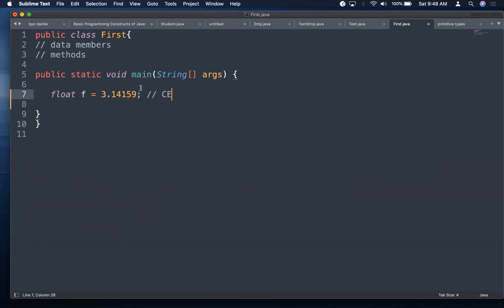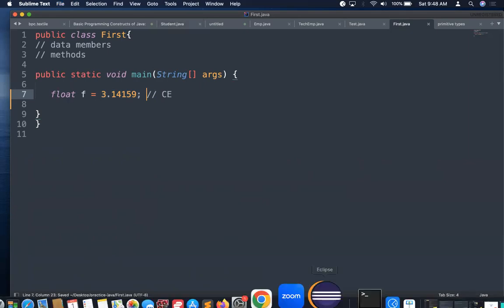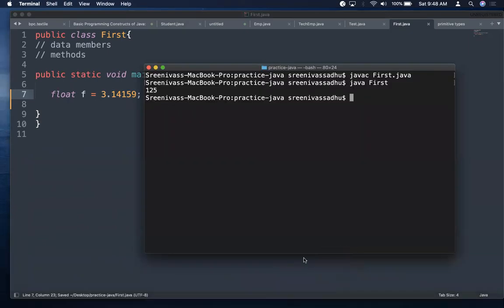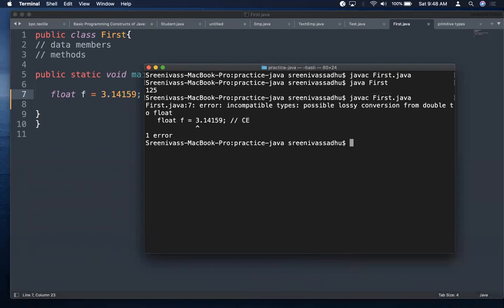The reason is, whenever you say 3.1415 something, it's going to be a double value. It's not a float value. For a float value, you have to clearly say f. Let me show you by compiling this with javac first.java, and here you can see: incompatible types, possible lossy conversion from double to float.